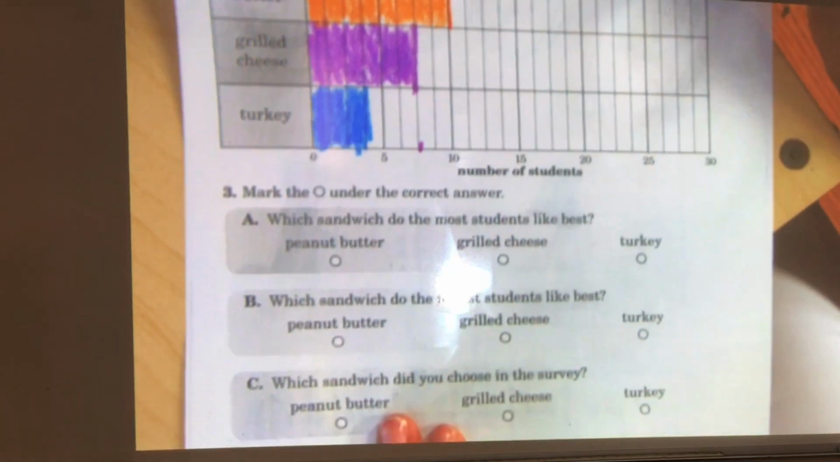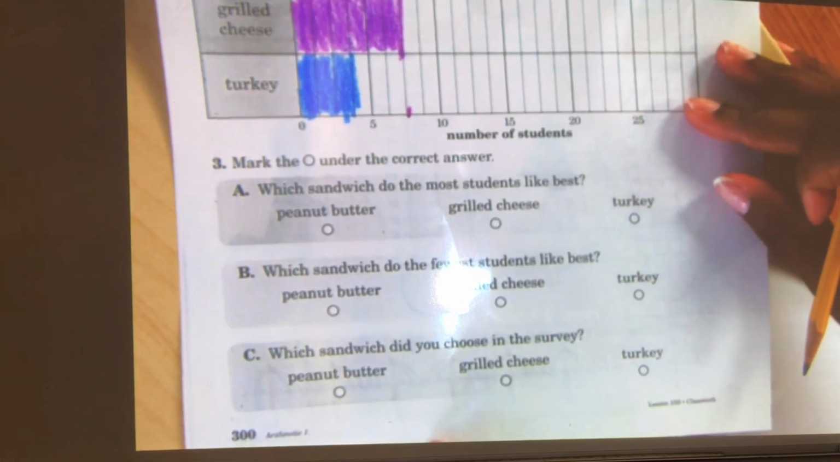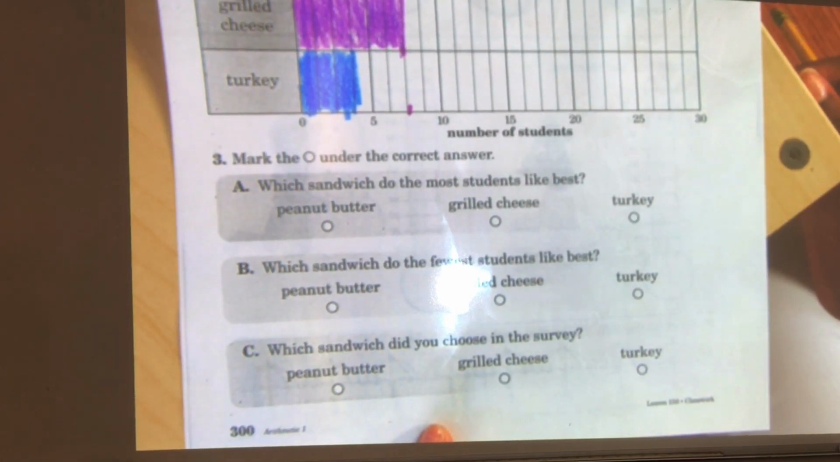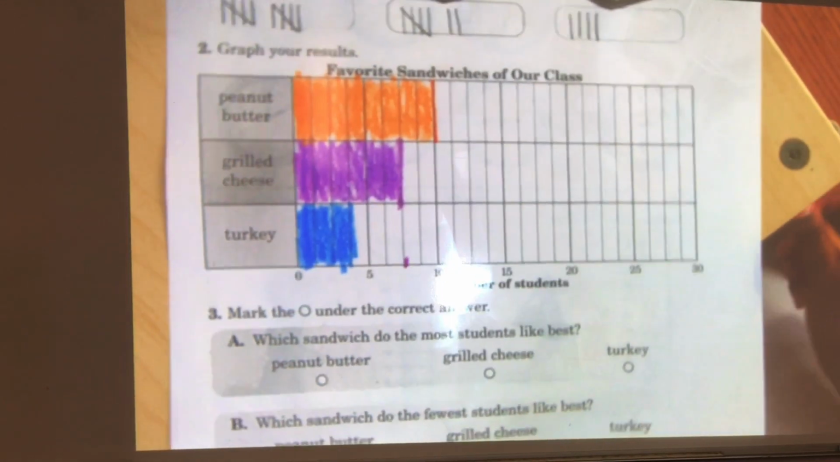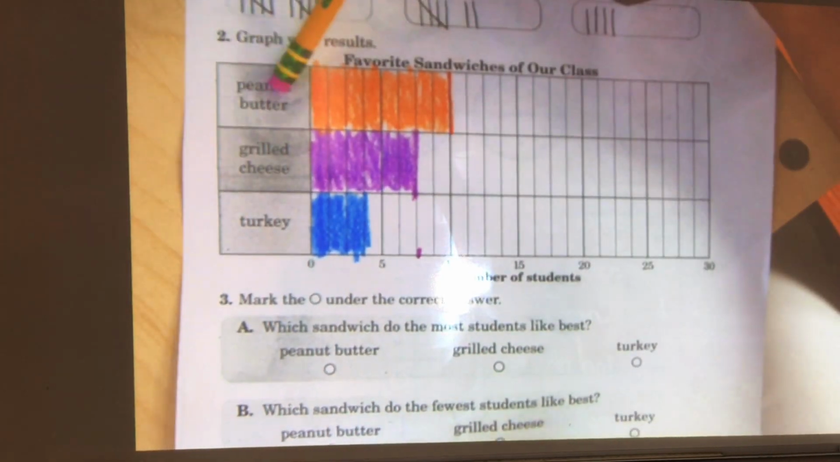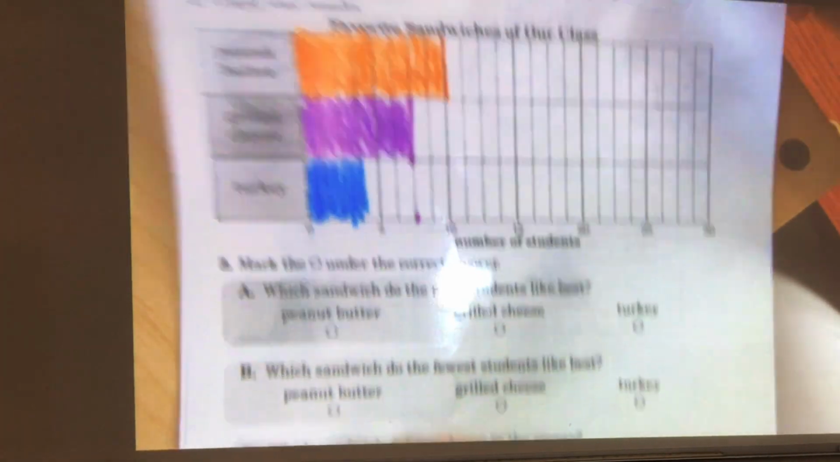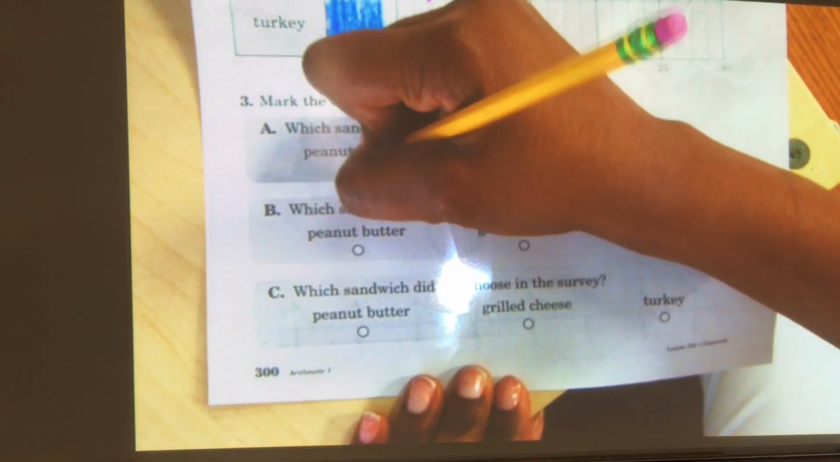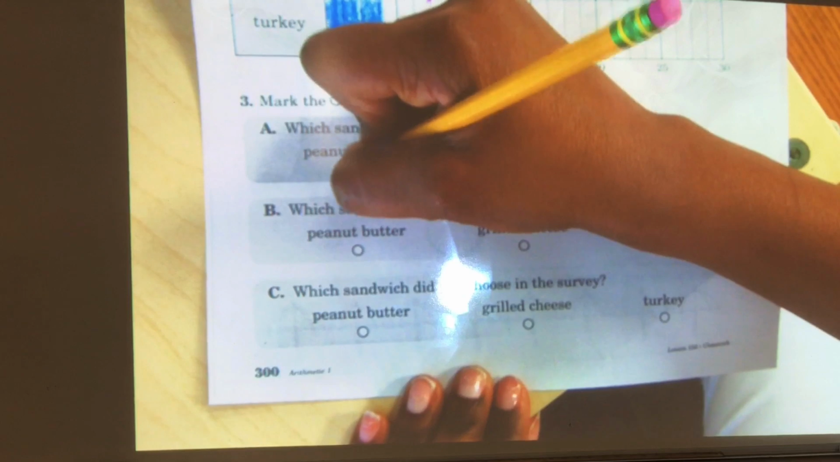Now section 3. Mark the circle under the correct answer. Which sandwich do most students like best? Peanut butter, grilled cheese, or turkey? If you take a look at my graph, peanut butter was the favorite. So most students like peanut butter, in my opinion. So I'm going to fill in peanut butter.